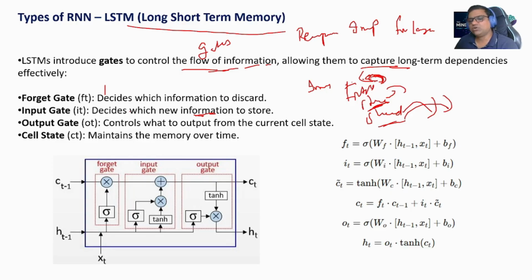So cell state is the long-term memory storage. Think of it as a notebook throughout the journey. Important information stays here, so in cell state. Okay, this is the cell state, right? Then unimportant information gets removed.